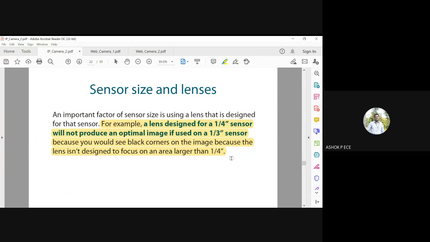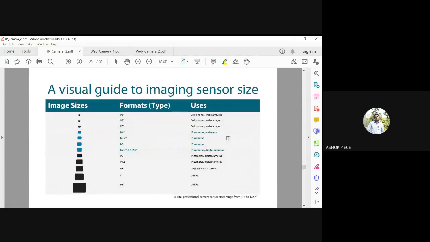Otherwise, you would see some black corners on the image because the lens is not able to focus an area larger than 1/4. Okay. Among image formats you see 1/8, 1/7, 1/5, 1/4, 1/3.2, 1/3, 1/2.7. So this is how you can see the image sensor size. The format is usually typed as 1/8 inch like that, and it is mostly used in cell phones, webcams, IP cameras, digital cameras, DSLRs, and other things.